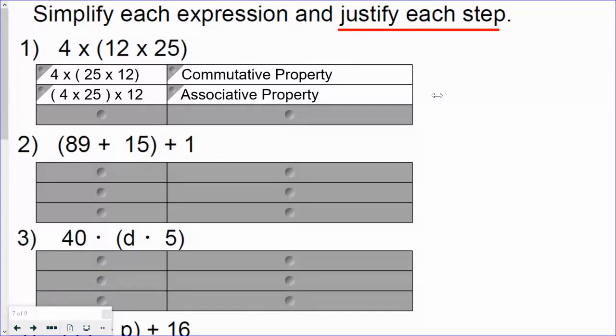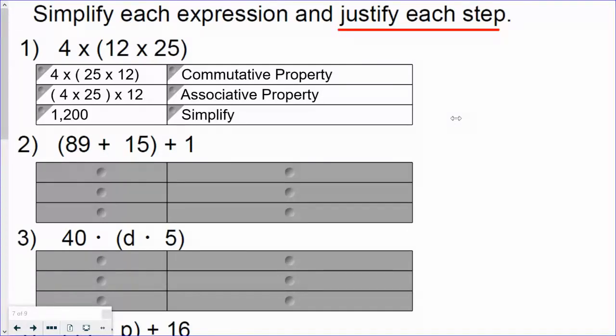Now I know easily in my head I can take 100 times 12 to get my 1200. And then simplify is what we do for our evaluation to get to our solution. Okay, that is what it means to justify each step, which you're going to have one on your homework that you're going to need to do.